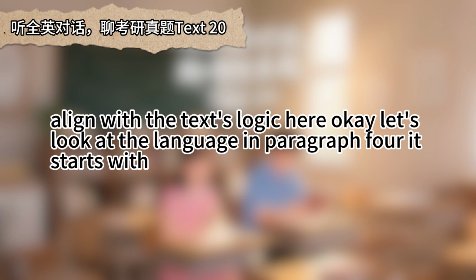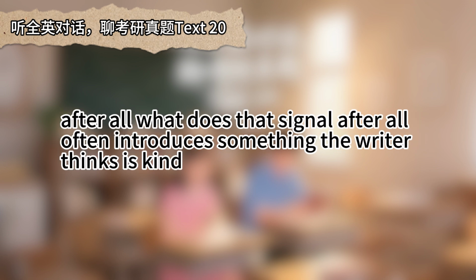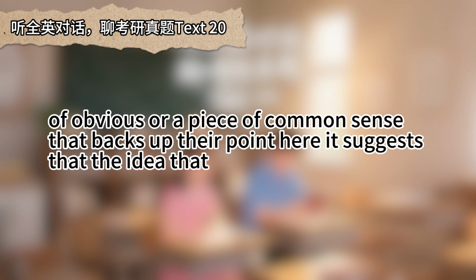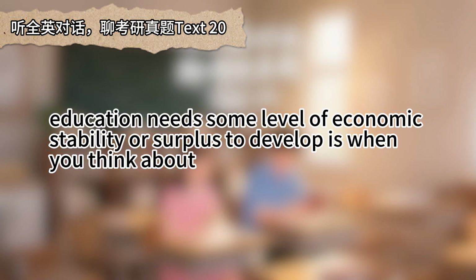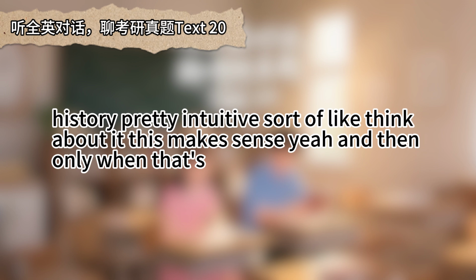Okay, let's look at the language in paragraph 4. It starts with, "after all." What does that signal? "After all" often introduces something the writer thinks is kind of obvious, or a piece of common sense that backs up their point. Here, it suggests that the idea that education needs some level of economic stability or surplus to develop is, when you think about history, pretty intuitive. Sort of like, think about it. This makes sense. Yeah.